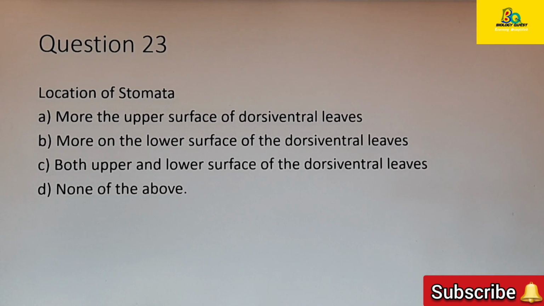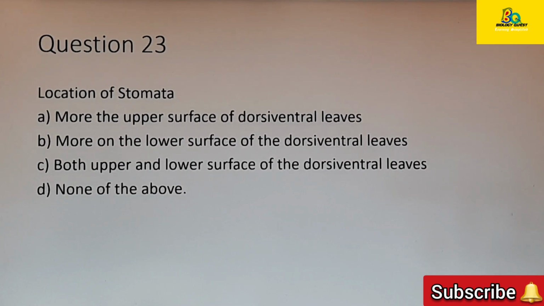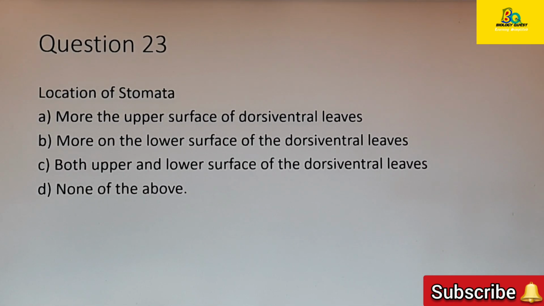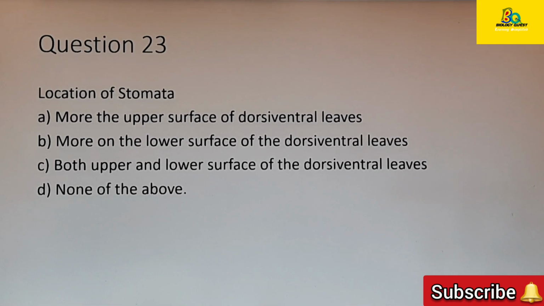Question 23. Location of stomata. Where are the stomata located? Let us move on to the options. Option A, more on the upper surface of the dorsiventral leaves. B, more on the lower surface of the dorsiventral leaves. C, both upper and lower surface of the dorsiventral leaves. And D, none of the above.